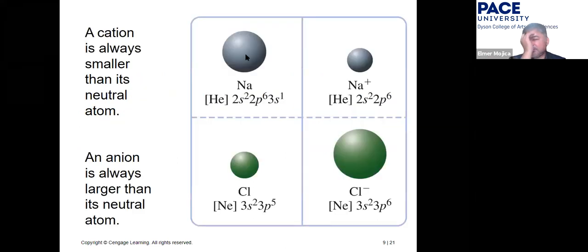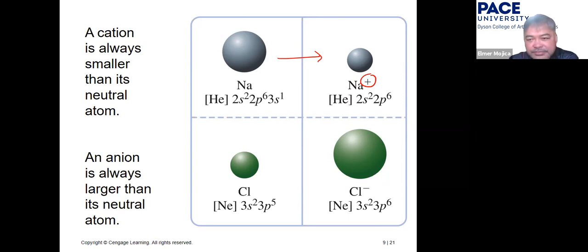So for instance, what happens to the cations? Since they lose electrons, they tend to be smaller. If you have a positive charge, your ionic radius is smaller compared to your atomic radius. Now, an anion is always larger than a neutral atom because you gain an electron.